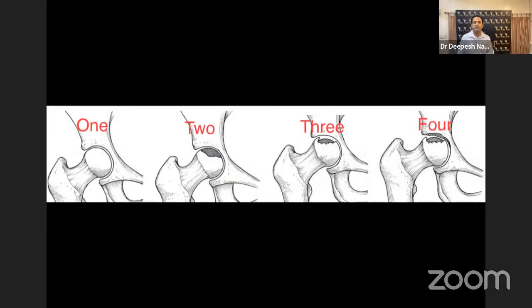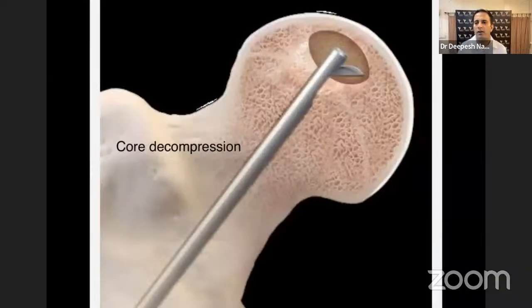These are the stages. There are basically only 4 stages by which we can understand hip joint avascular necrosis. It could be associated with the SI joint or any discogenic issue, pain which is coming from a disc. So we will see about core decompression. What is core decompression? This is the core decompression.